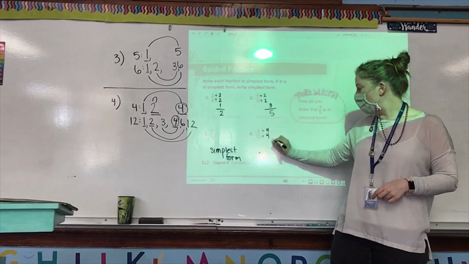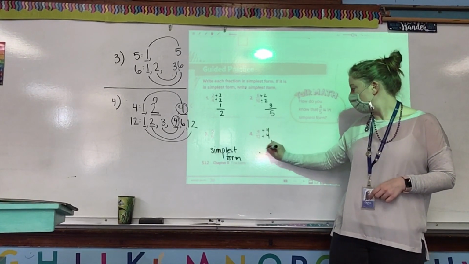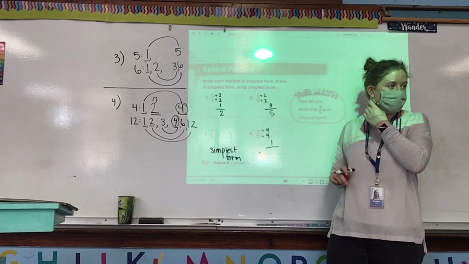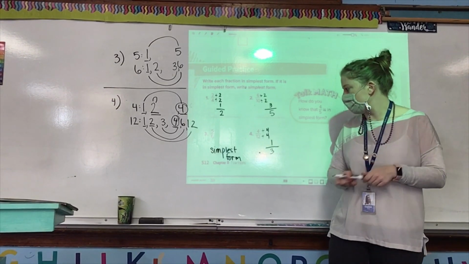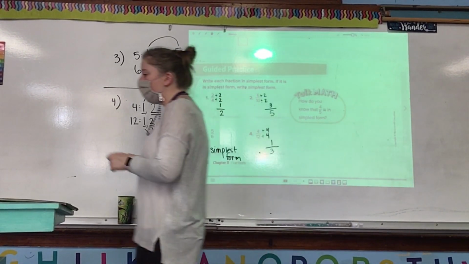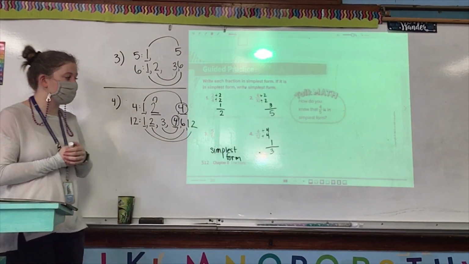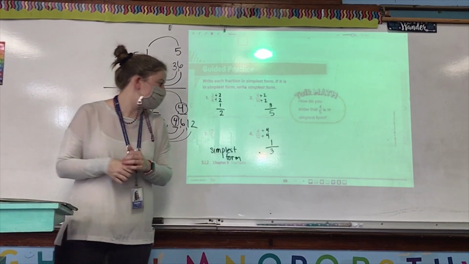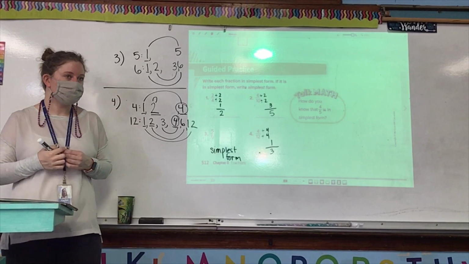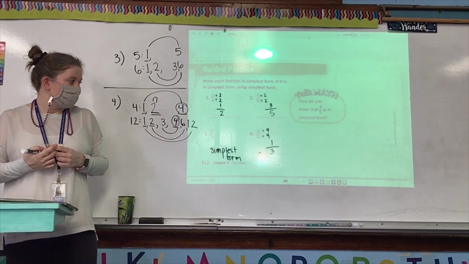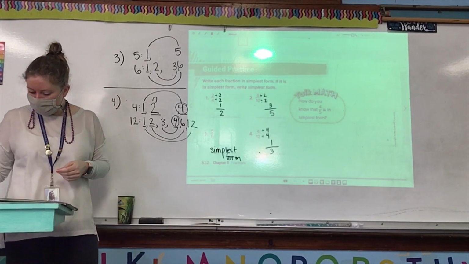4 divided by 4 is 1. There's our new numerator. 12 divided by 4 equals 3. So there's our new denominator. We have 1 as a numerator, so we know it's in simplest form. 4 twelfths in simplest form is 1/3. Okay.